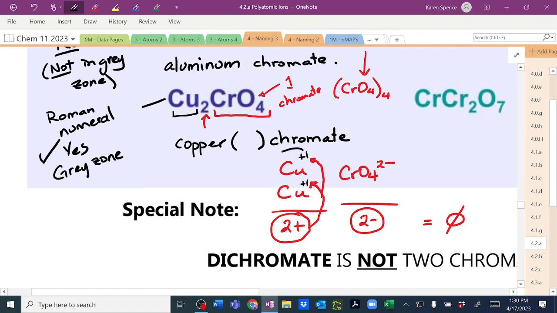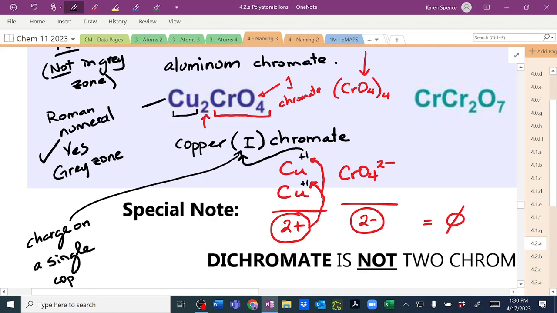And this number here, this charge, okay, the Roman numeral is the charge on a single copper, not both coppers together. It's the charge on a single copper. Now, if you feel like you've got the figuring out the Roman numeral thing down, you can ignore me and start working on that, but I'm going to give a couple more examples of how to find Roman numerals.